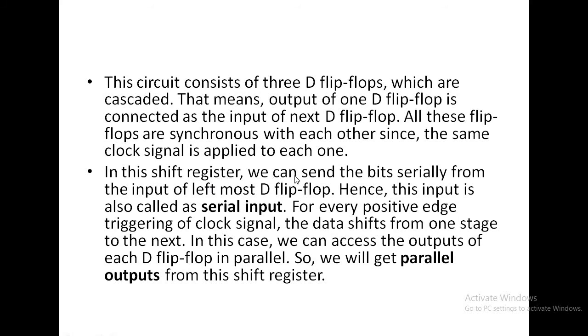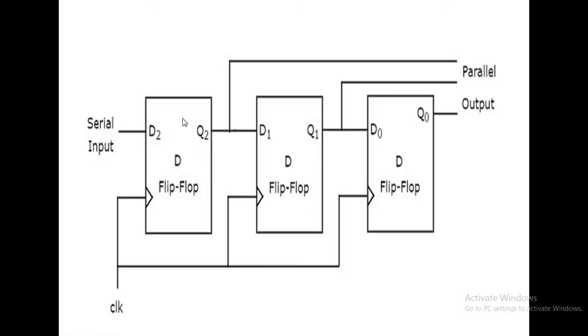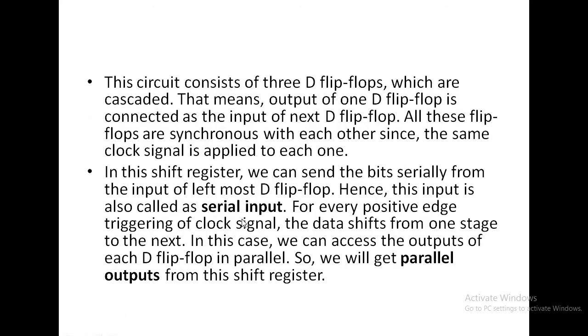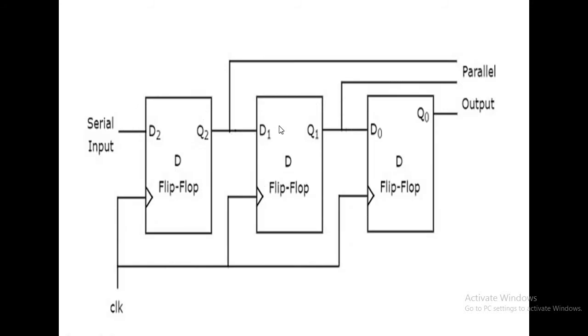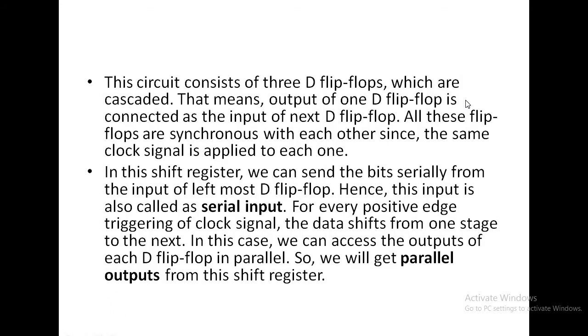In this shift register, we can send the bits serially from the input of the leftmost D flip-flop. I can give the input from the left side, so this input is also called serial input. For every positive edge triggering of the clock signal, the data shifts from one stage to the next. In this case, we can access the output of each D flip-flop in parallel, so we will get parallel output.